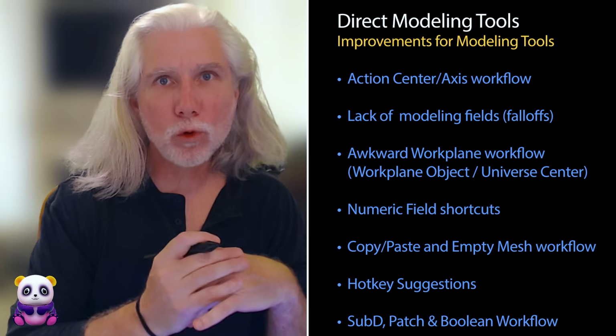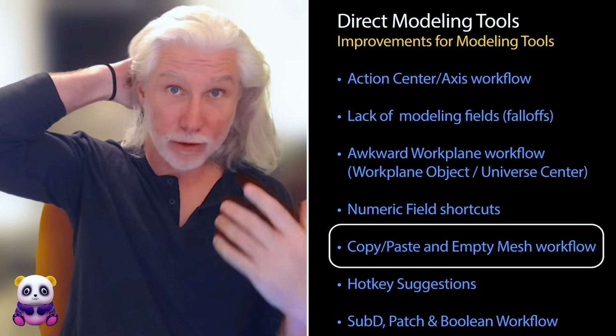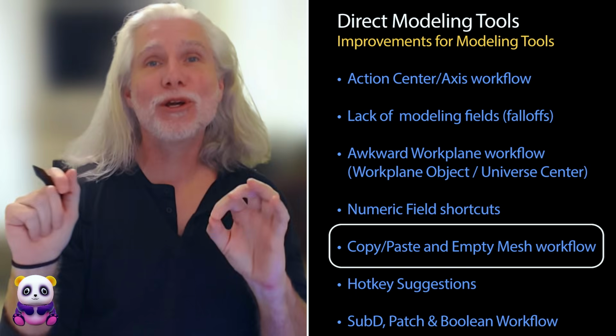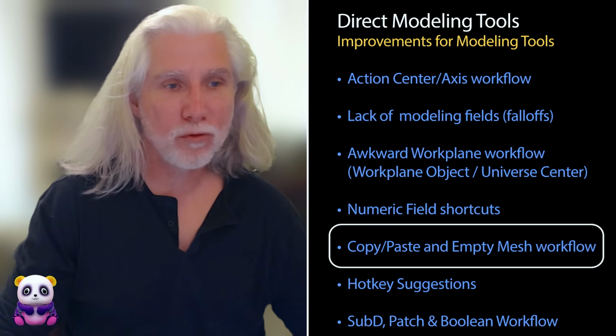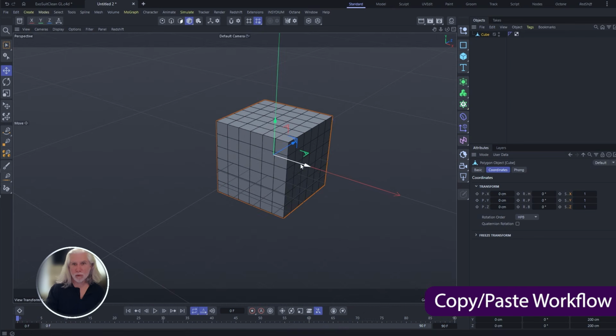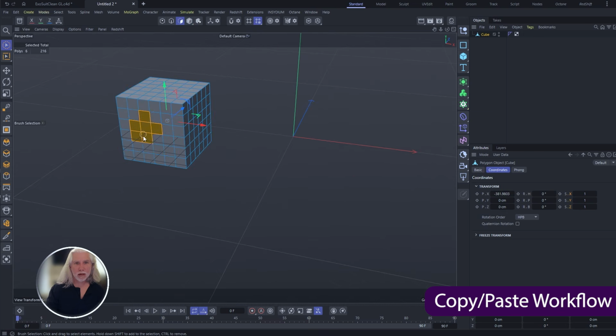All right, copy paste workflow. Cinema4D has this. If you're going to be a really good modeling program in addition to being a really good animation program, you just need a couple things, right? So in Cinema4D, here's my cube. I can move it over here. I can select some polygons, and then I can Control-C copy them.